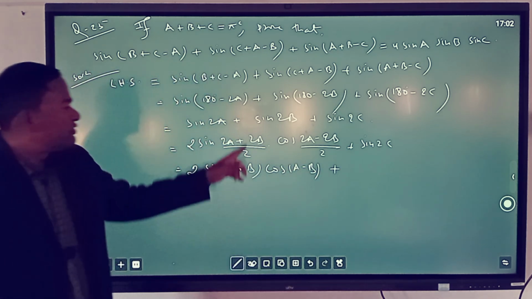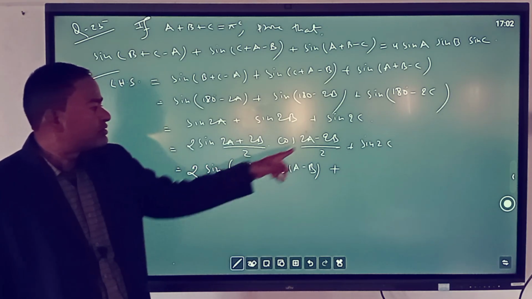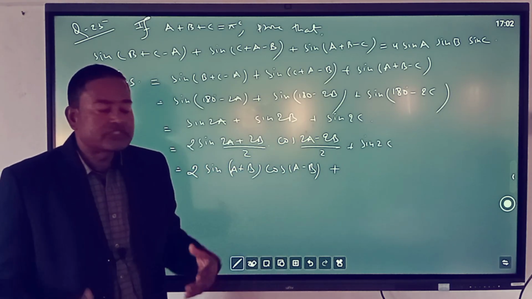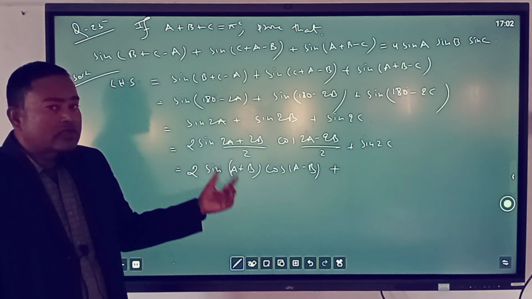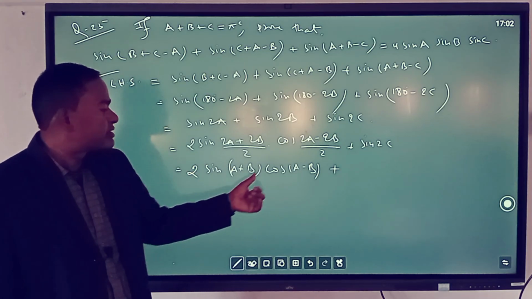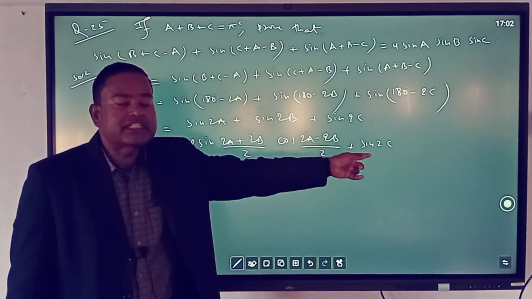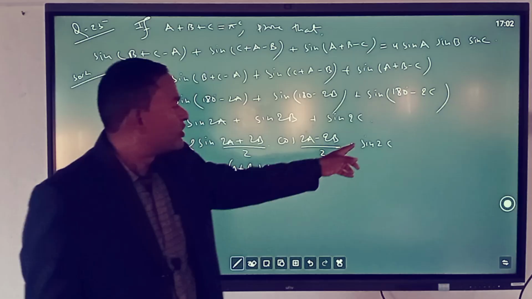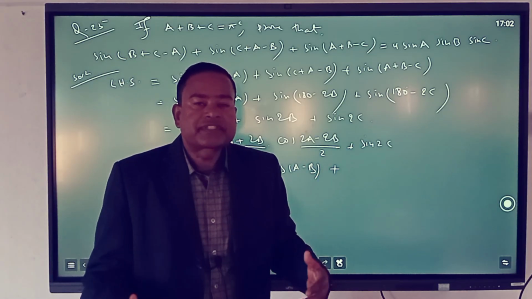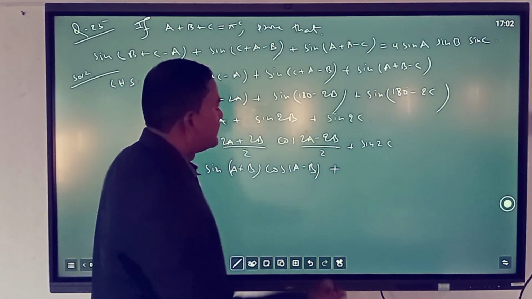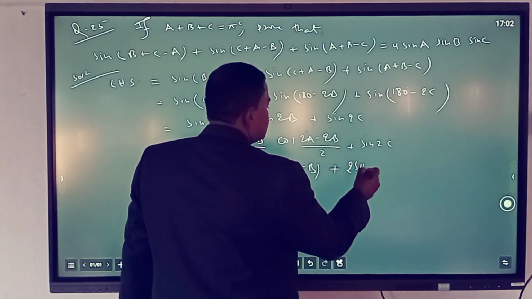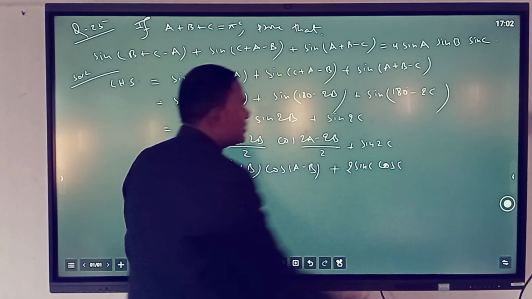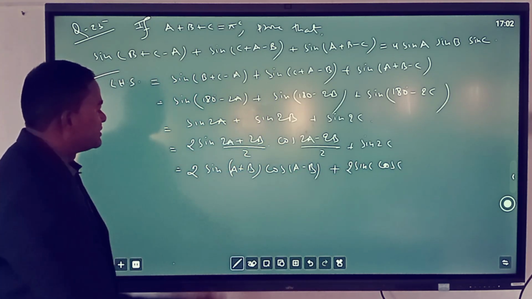Dear student, if we take 2 common and cancel with 2, then the terms will be 2 sin(a plus b) cos(a minus b), and let us use the formula of sin 2c. We know that the formula of sin 2a is 2 sin a into cos a. So it will be 2 sin c into cos c.